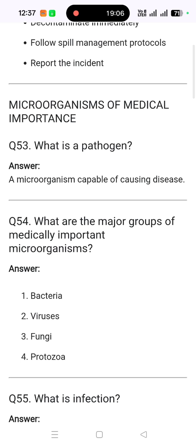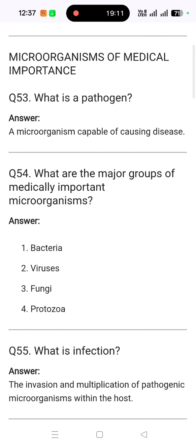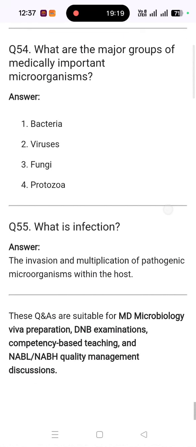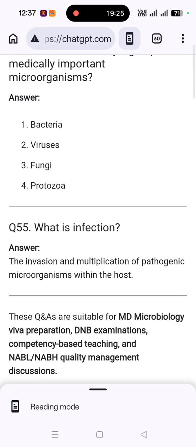Microorganisms of medical importance. So, what is a pathogen? A microorganism which is capable of causing disease. What are the major groups of medically important organisms? We all know bacteria, viruses, fungi, protozoa. There is one more now also, that is known as prions.